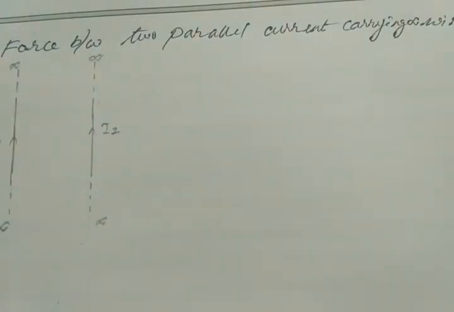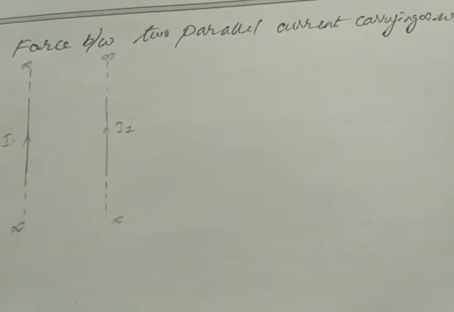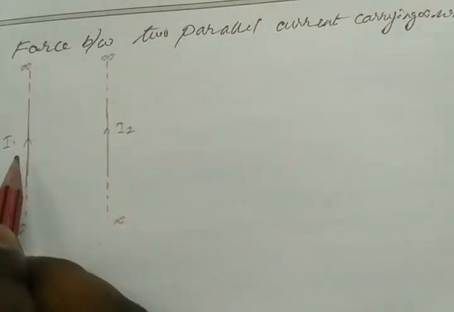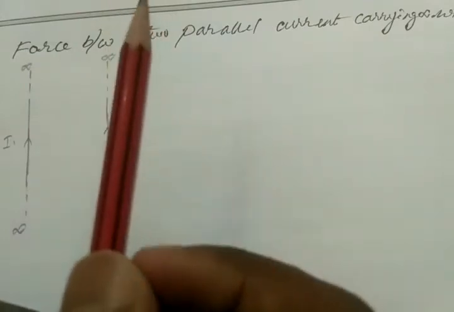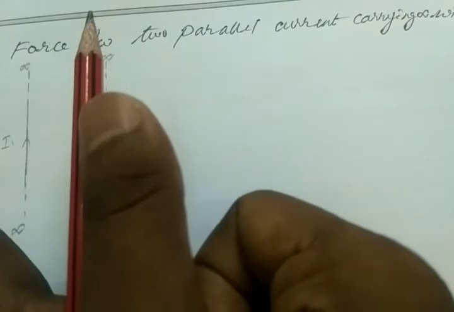According to the Oersted effect, whenever current flows through a wire, it will produce a magnetic field. So when current flows through wire I1, it will produce a magnetic field around it. What's the direction of the magnetic field? By using the right hand thumb rule, this is my conductor, current is flowing in this direction. My thumb is in the direction of current, then my four curled fingers show the direction of magnetic field. You try it yourself, then only you can understand this easily.